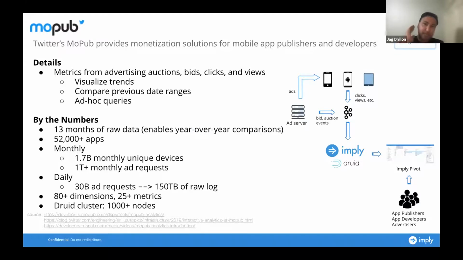So for example, if you're a Twitter user, when you're going through your tweets, you will notice some ads, right? Those ads are done by the publishers, and they want to see how effective those ads are. As you can see, you are the user, the ads are being published to you by the ad server. And if you click, they want to see how responsive it is. It goes into Imply Druid, and the customers of Mopub will connect, in this example, with Imply Pivot.